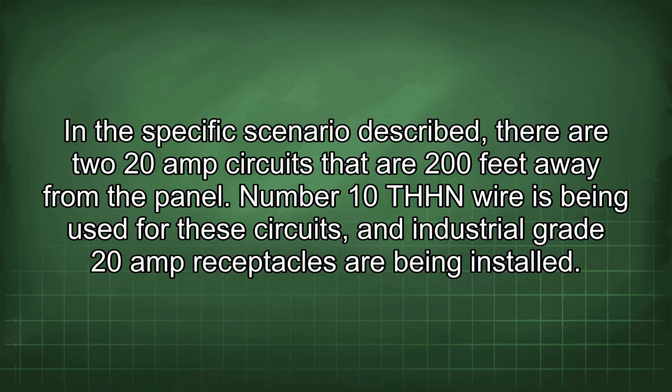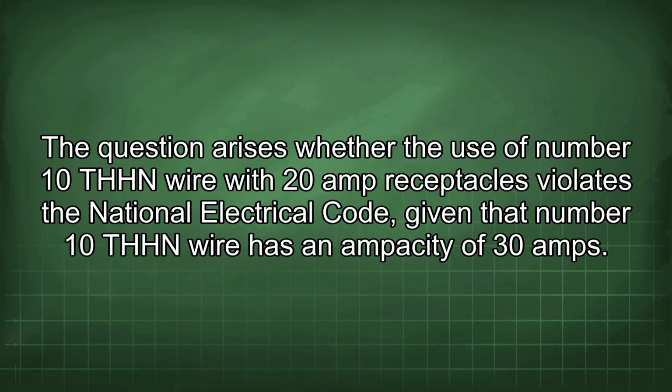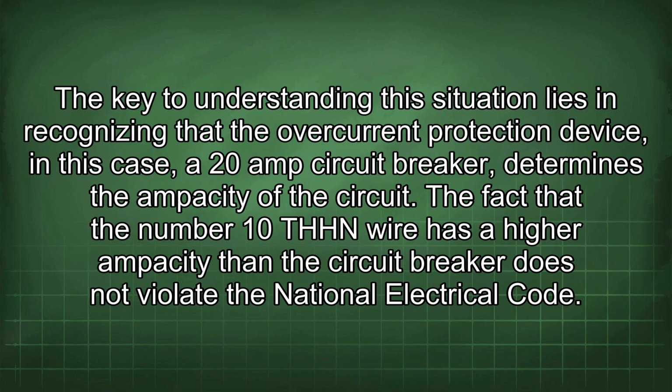In the specific scenario described, there are two 20 amp circuits that are 200 feet away from the panel. Number 10 THHN wire is being used for these circuits, and industrial-grade 20 amp receptacles are being installed. The question arises whether the use of number 10 THHN wire with 20 amp receptacles violates the National Electrical Code, given that number 10 THHN wire has an ampacity of 30 amps. The key to understanding this situation lies in recognizing that the overcurrent protection device, in this case a 20 amp circuit breaker, determines the ampacity of the circuit.